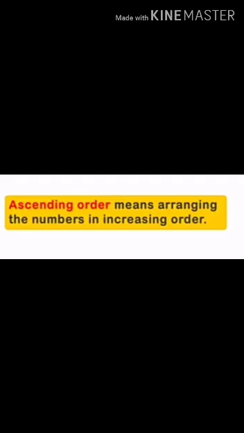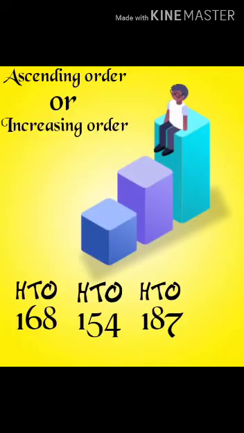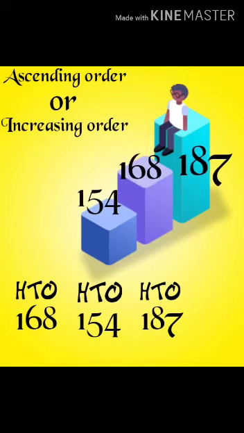Ascending order means arranging the numbers in increasing order, from the smaller number to the bigger number. Here the same numbers you can see, we are going to arrange in ascending order from the smaller one to the bigger one. Here you can see the tens place. Pick the first smaller number and arrange it. 154, 168 and 187. This is the ascending order. We arrange the numbers in increasing order.